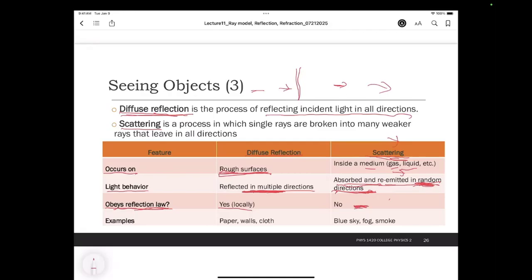So there are some examples. When the incident light, the ray of light, meets paper, walls, or clothes, they will have diffuse reflection. But if the light ray enters blue sky, fog, or smoke, it will have a scattering situation. Does it make sense to you?